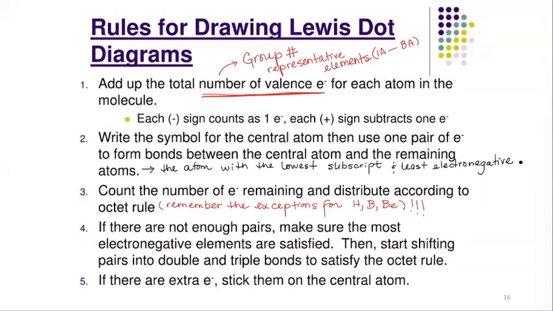I will show it in the slide in a moment. What are going to be the number of electrons for hydrogen, boron, and beryllium?